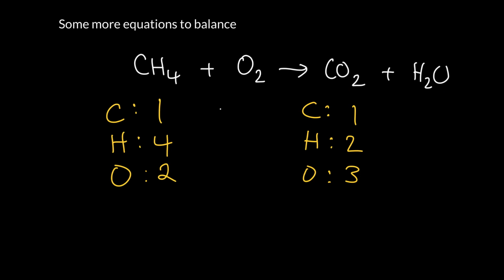So there's 2 here and there's 1 over here. And the carbons are balanced actually, but the hydrogens and the oxygens are not. So we can balance the equation by changing coefficients. So that is, we can put numbers in front.